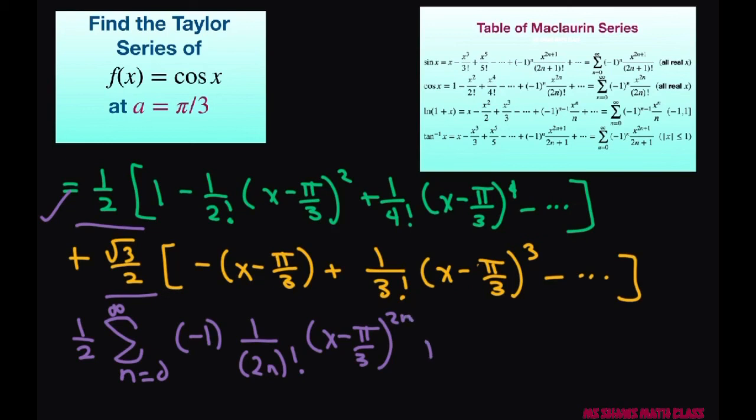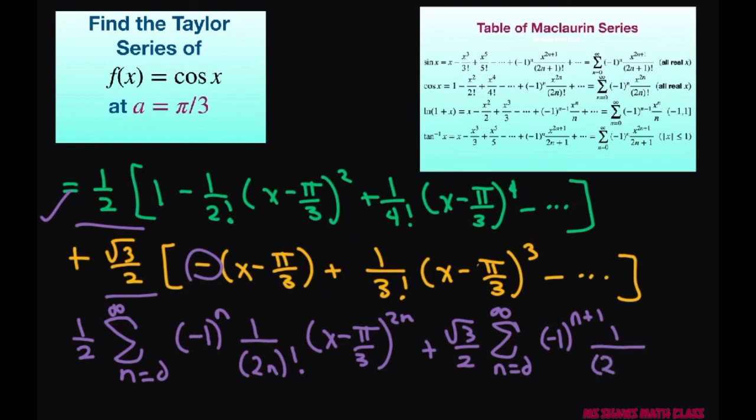Then we had plus a square root of 3 divided by 2, and then you do the sum, n equals 0 to infinity. And remember, we have this negative here. We're starting with negative, so we're going to write this as negative 1 to the n plus 1, and this is going to be 1 divided by all your odds. So this is (2n+1) factorial times (x − π/3) to the power of 2n+1. And that is your expansion.